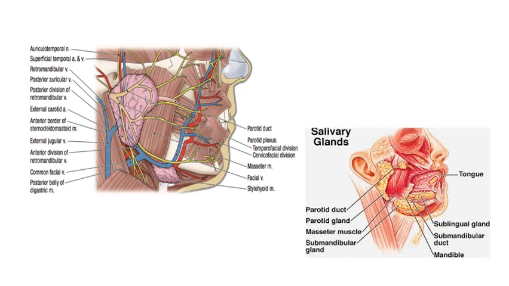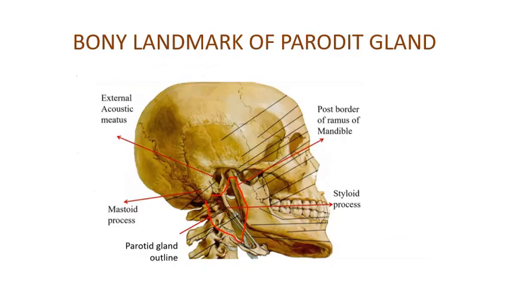When you see the anterior border of the gland, it's irregularly convex, which is formed by the masseter muscle. When we consider the bony limitation of the gland, it extends below the external acoustic meatus and is posteriorly limited by the mastoid process.